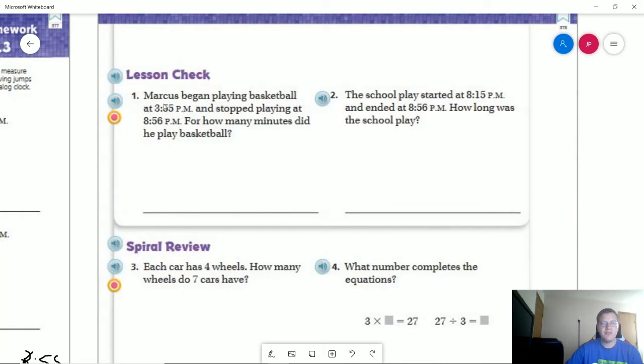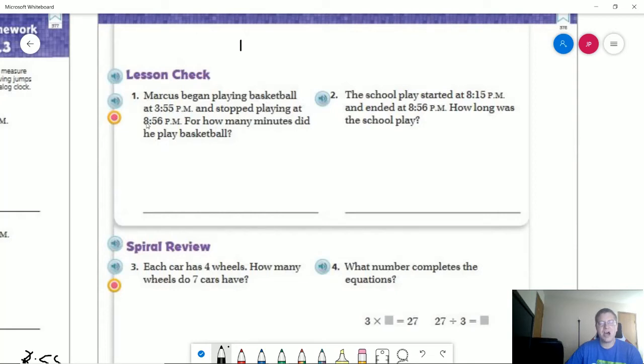So number 1 on the back. Marcus began playing football at 3:55 p.m. and stopped playing at 8:56 p.m. How many minutes did he play basketball? So one of the things that we can do is we can go ahead and count our 1 minute. And I'm just going to kind of write this out to the side. That gets us up to 3:56.